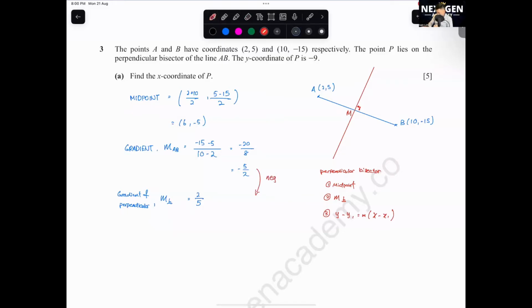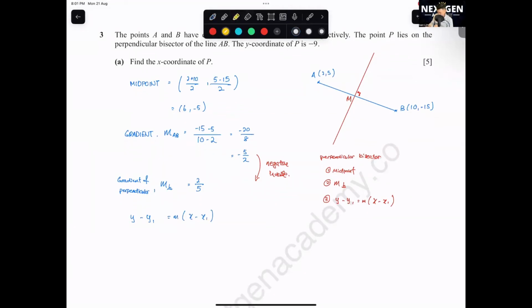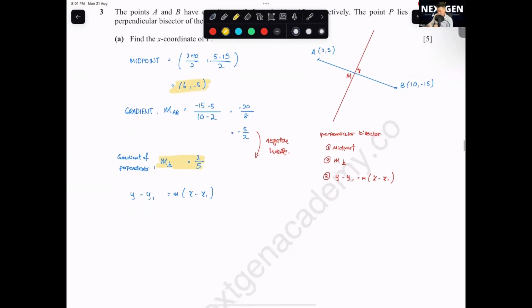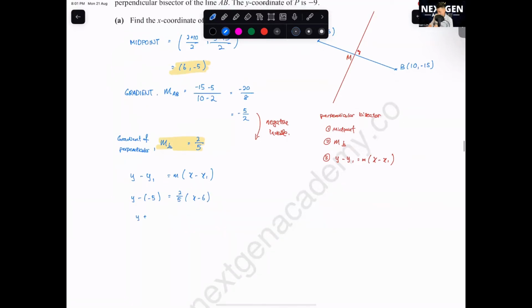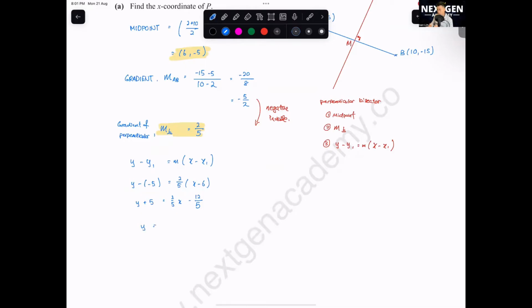Here, negative inverse. Then we put into y minus y1 equals m bracket x minus x1. Which value am I going to use? I'm going to use this (6, negative 5) and 2 over 5. So here you get y minus 5 equals 2 over 5 (x minus 6). You get y plus 5 equals 2 over 5 x minus 12 over 5. Y is equals to... I like to just put it into y equals mx plus c. You don't have to, but it's just personal preference.